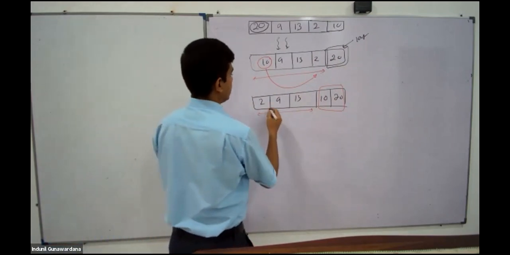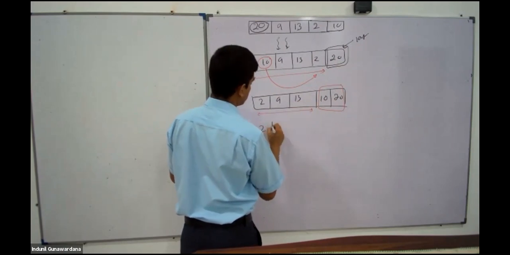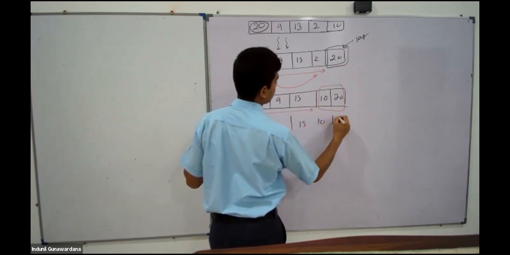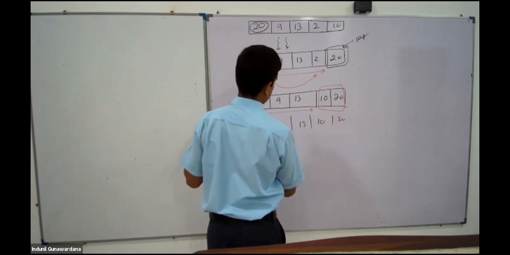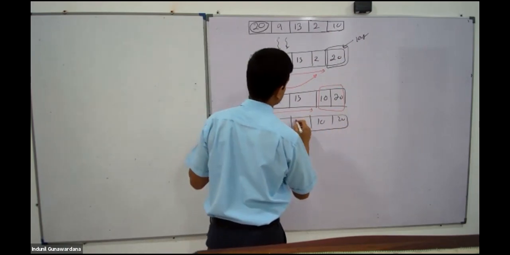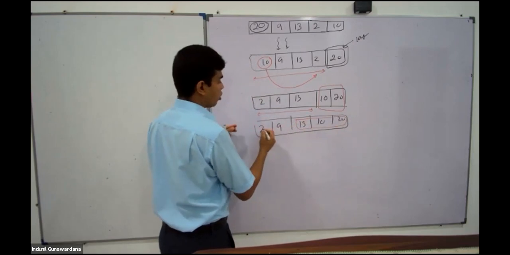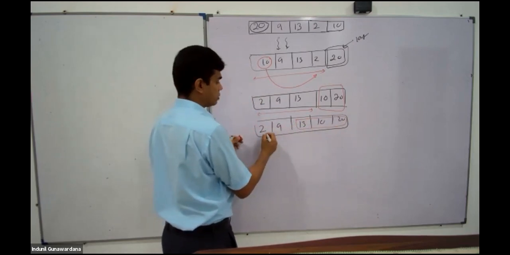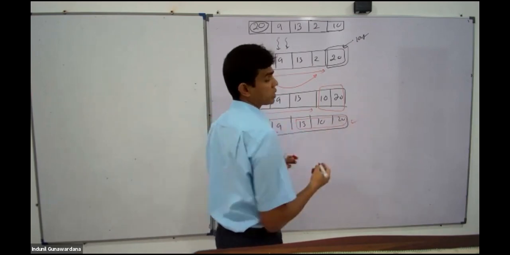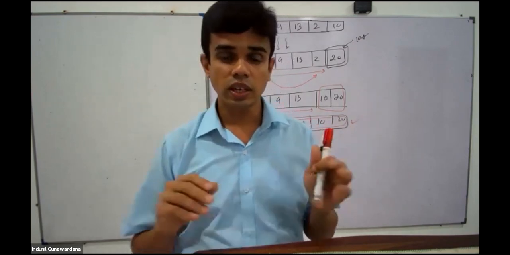Then this is the largest. Then next one, 2, 9, 13, 10, and 20. Then again we find that this is the largest, we keep it. And again from the rest, we'll find the largest and keep it. Now, this is a sorted situation. That's how the bubble sort works. Got the idea?